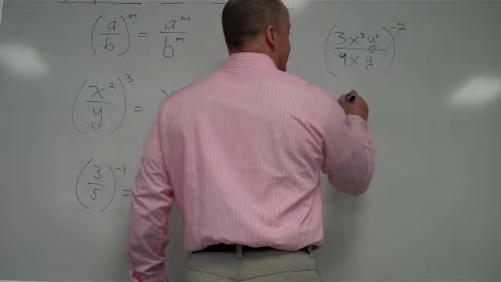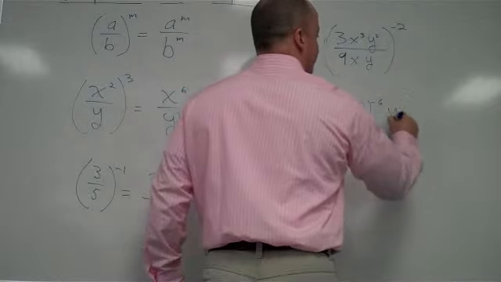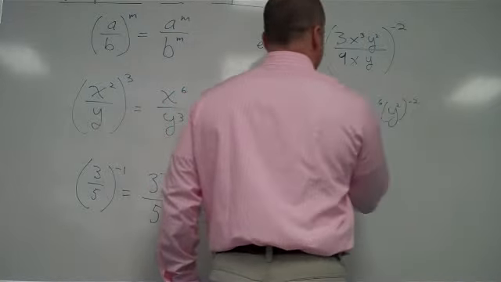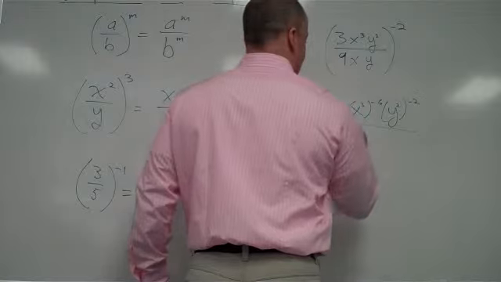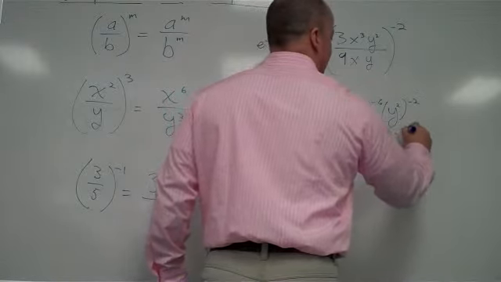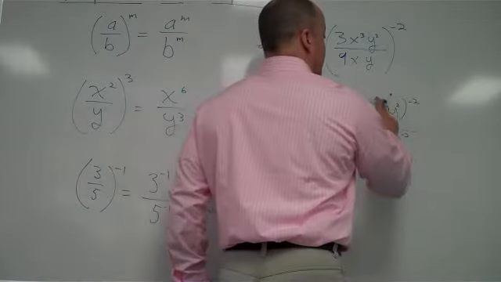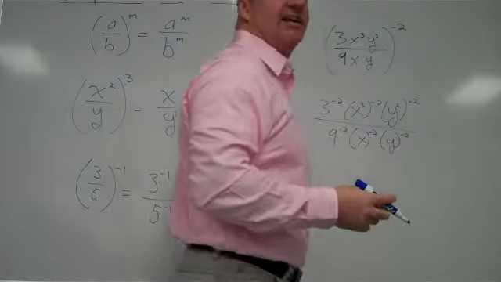I'll do that. So this is 3 to the negative 2, x cubed to the negative 2, y squared to the negative 2, 9 to the negative 2, x to the negative 2, and y to the negative 2. You wrote negative 6? I did. I was multiplying ahead, which is a mistake.